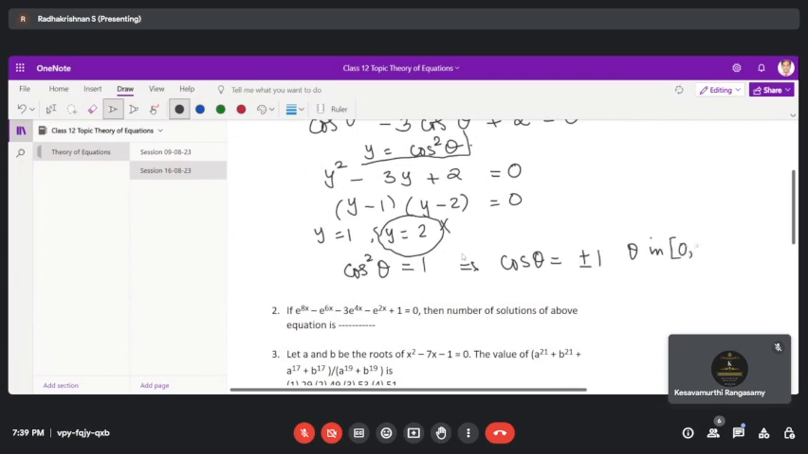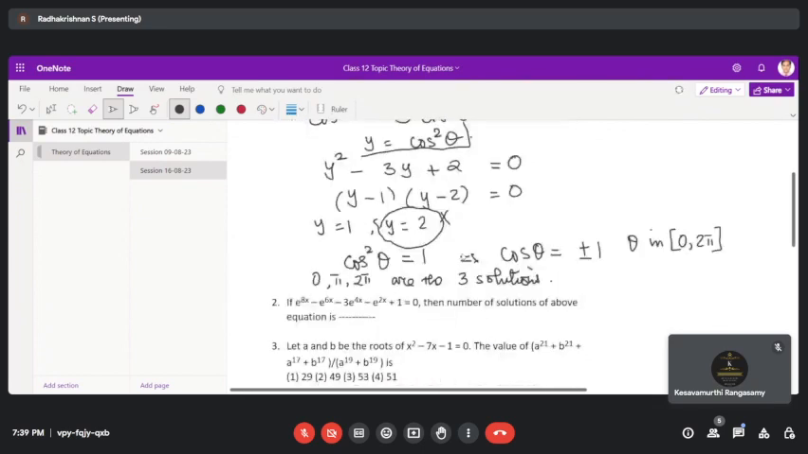In the range 0 to 2 pi, how many values are there that satisfy cos theta equal to plus or minus 1? 0, pi, 2 pi, sir. 0, pi, 2 pi are the 3 solutions. Very good. So this is option 3.